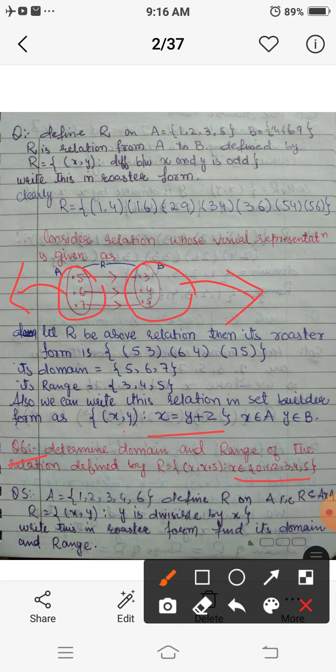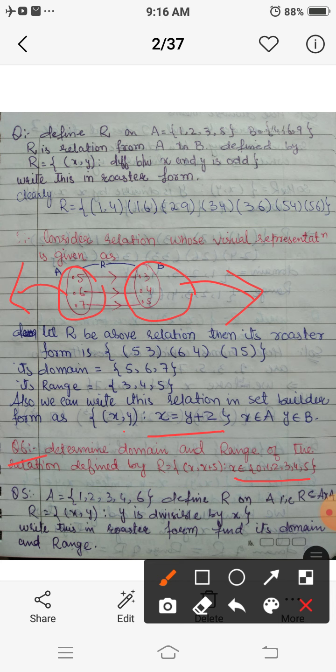Now another question: if A equals 1, 2, 3, 4, 5, and the relation on this A is defined as (x, y) such that y is divisible by x. We have to write this in roster or tabular form and find its domain and range. Y divisible by x means x divides y. Like 4 is divisible by 2, which means 2 divides 4.